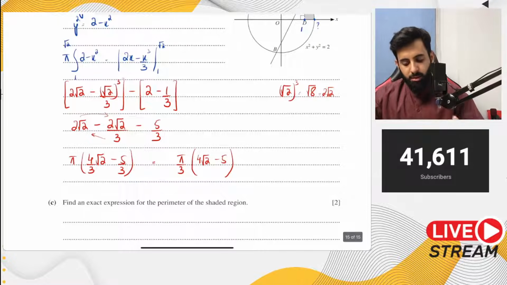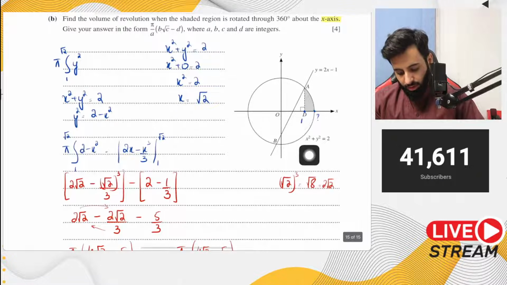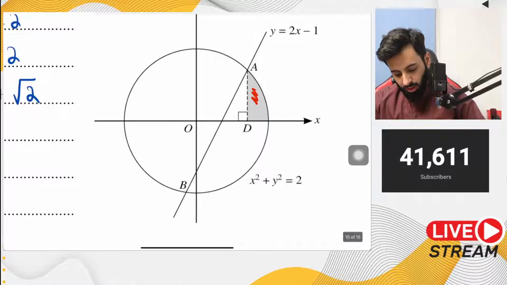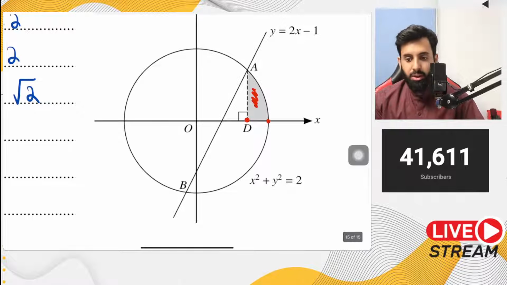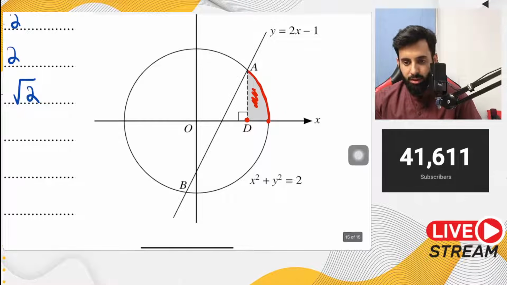Sir, can you explain how we got root 2? Okay, so root 2 came like this. Look, basically what we're doing is we're finding out this region. So these two are going to be our limits.